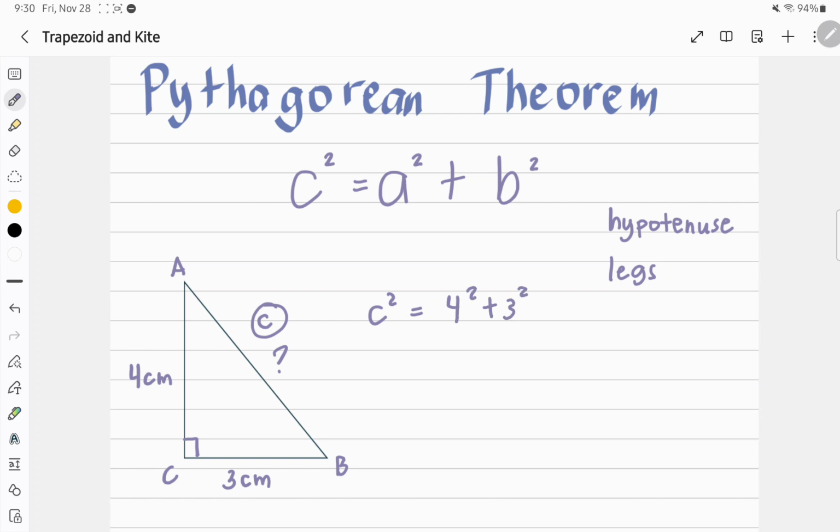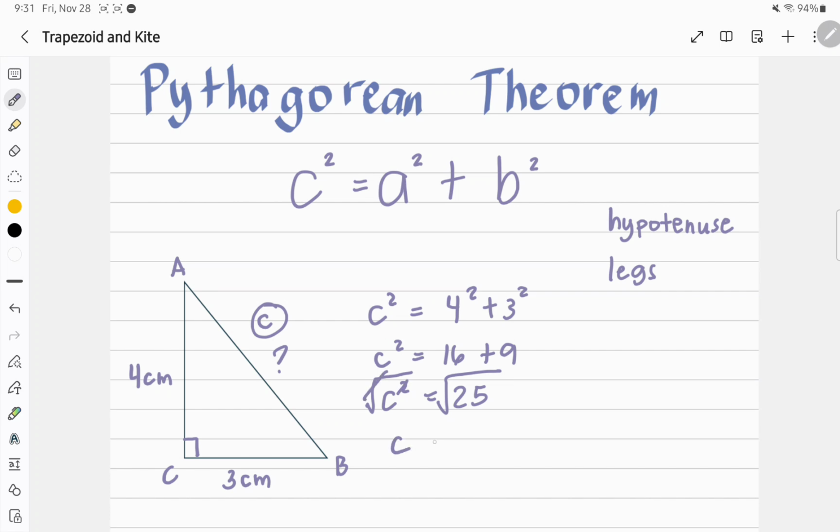Then, solve lang natin na para lang tayo nagsosolve ng equation. So, that will be c square is equal to 4 square, that is 16, plus 3 square, that is 9. So, 16 plus 9 is 25. So, c square is equal to 25. Now, medyo familiar kasi di ba meron tayo yan sa quadratic equation, solving using extracting the roots. So, you just need to square root both sides. So, square root to, square root ito. That will be cancelled out.